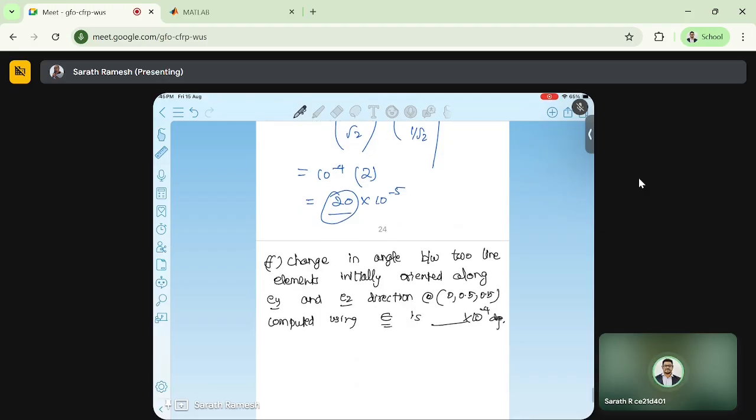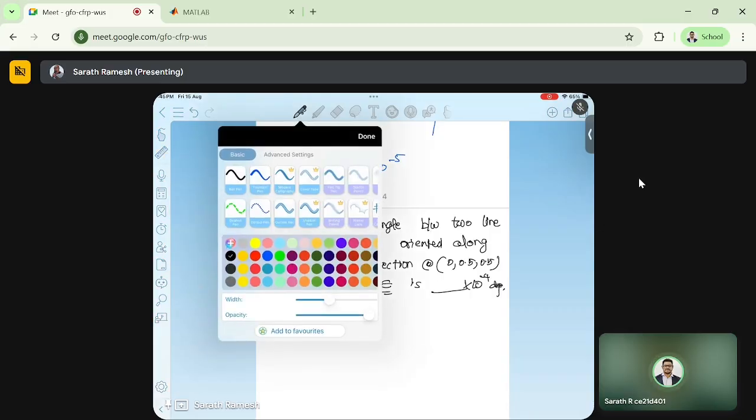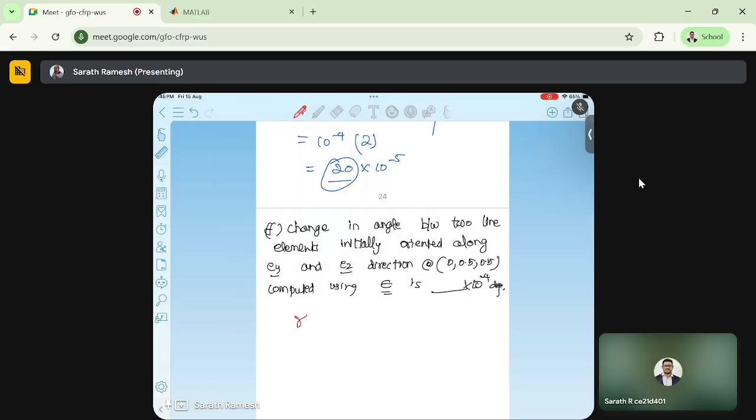Since it's a small deformation, for this problem we can confidently use epsilon, epsilon A comma B. In the last problem, although we used it, it won't be very accurate, because problem number 1 was not a small deformation problem, it was a large deformation problem. So we cannot make that assumption.